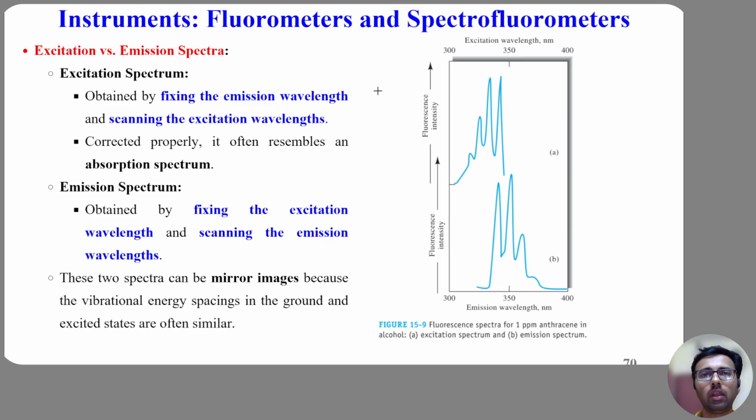This phenomenon is called the mirror image rule. It arises directly from the Franck-Condon principle. The vibrational energy spacings in the ground state S0 are very similar to those in the excited state S1. Upward absorption transitions and downward emission transitions follow matching vibrational patterns. As a result, the macroscopic spectra appear strictly symmetrical.